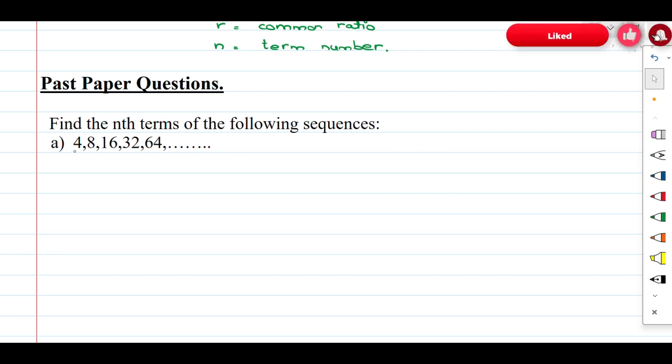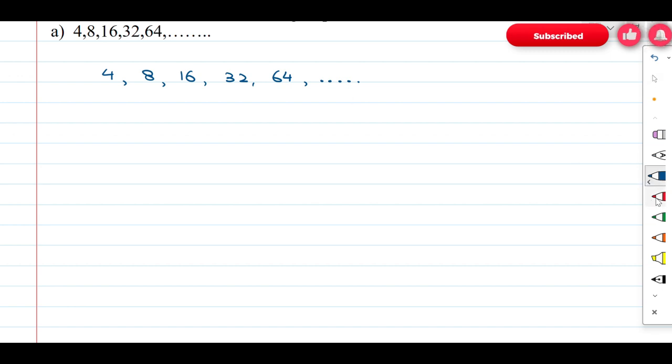The first sequence is 4, 8, 16, 32, 64, and so on. Let me write that sequence separately. 4, 8, 16, 32, 64, and so on. So this is a sequence, right? Okay, now first we need to figure out the common ratio for that sequence, and then we need to find the nth term, right? So the common ratio is the ratio between 4 and 8, which is 8 by 4, which is 2. The ratio between 8 and 16 is 16 over 8.